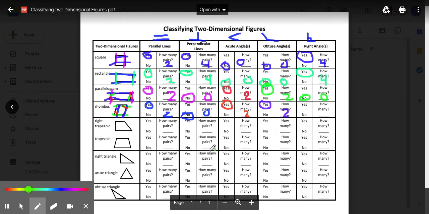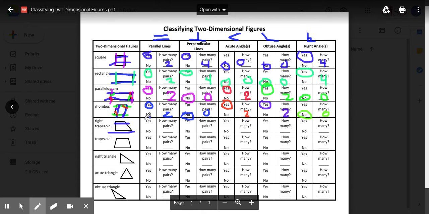And then because I have 2 obtuse angles and 2 acute angles, I cannot have any right angles, so my answer to this is no and 0. The next shape we're going to look at is a right trapezoid. You have 1 set of parallel sides. That is one of the major definitions of a trapezoid, is that it has 1 set of parallel sides.